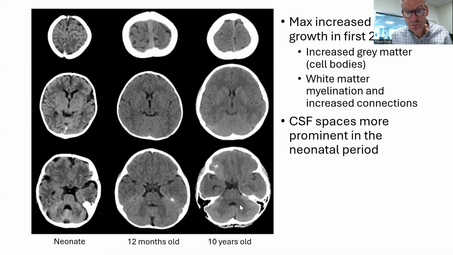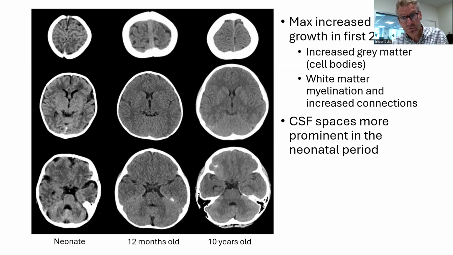I just want to go through how the brain changes with age and how the CT scan changes. These are three CT scans of children at different ages and different levels. So they're all horizontal projections, but they're at different levels.